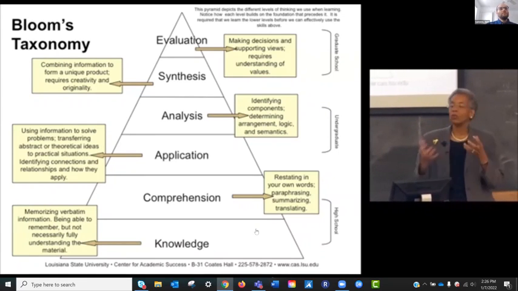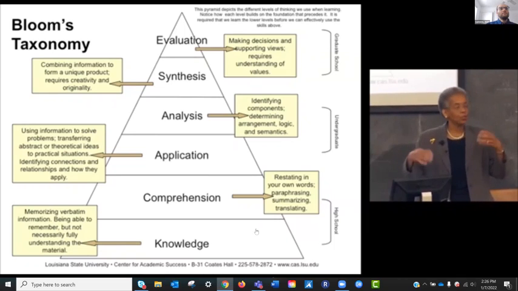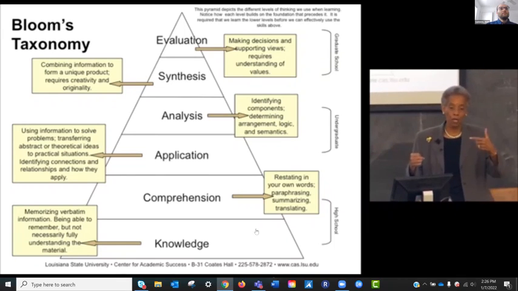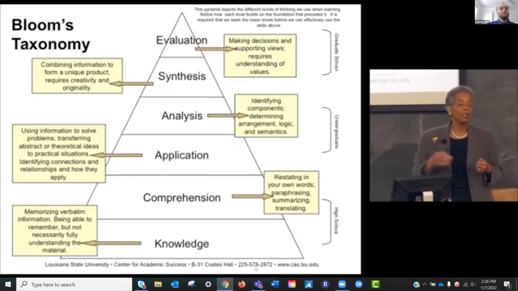And if you're at evaluation, you can look at 2 different ideas, 2 different processes, and determine whether one is more likely to be correct than the other. And so that's that hierarchy.